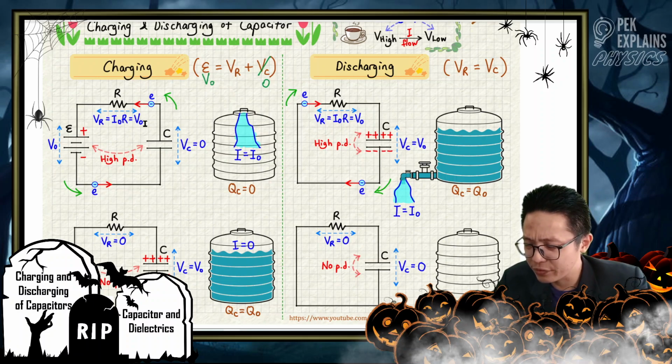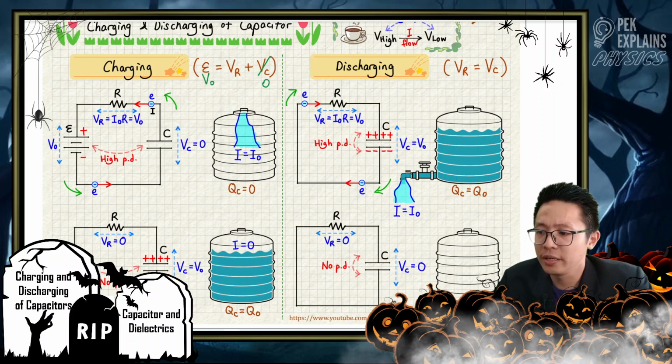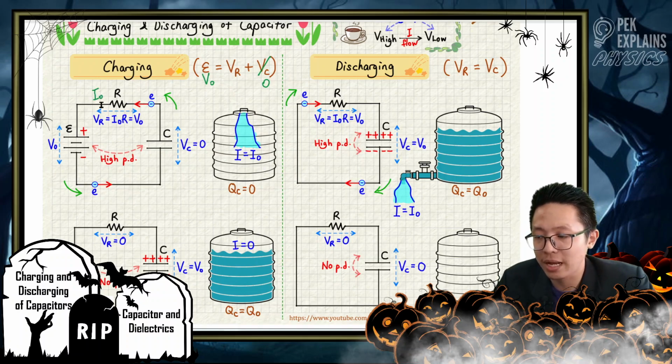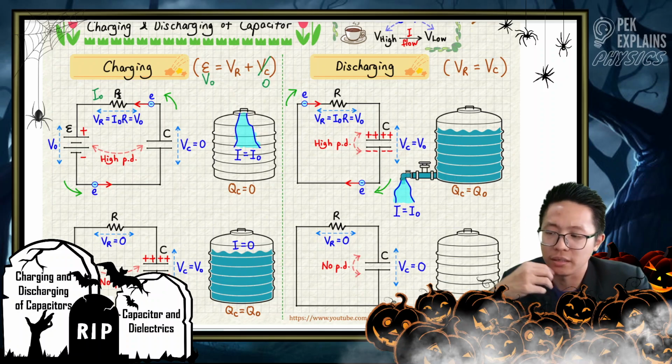Also, if you look at the equation for the current flowing through the resistor, we have V equals IR, isn't it? V equals the maximum current multiplied by the resistor. That's why we have the maximum voltage across the resistor, because initially in the circuit we have maximum current. Initially the current is maximum, I naught multiplied by the resistor. That's why we also have maximum voltage across the resistor.